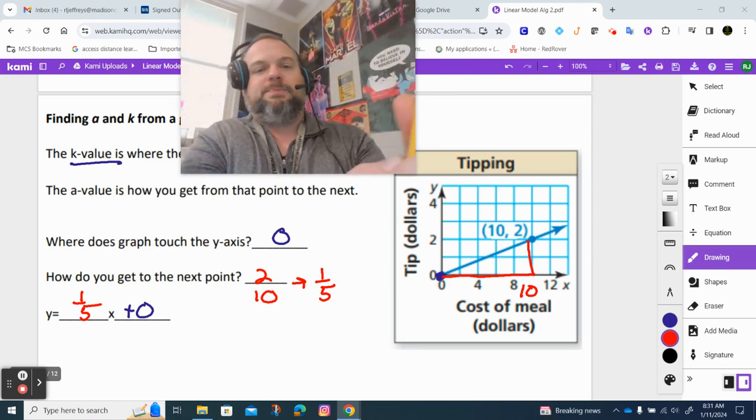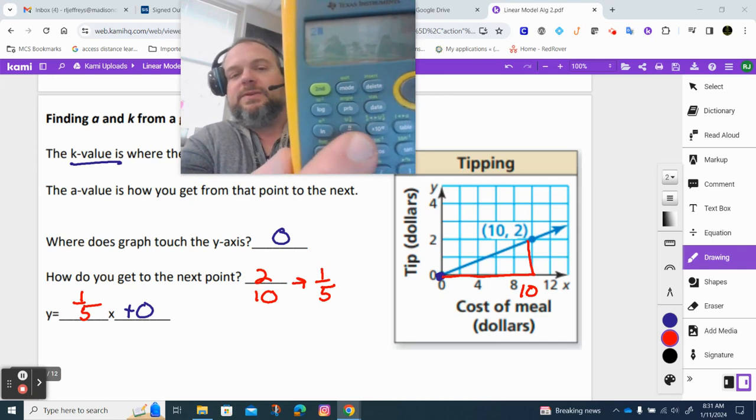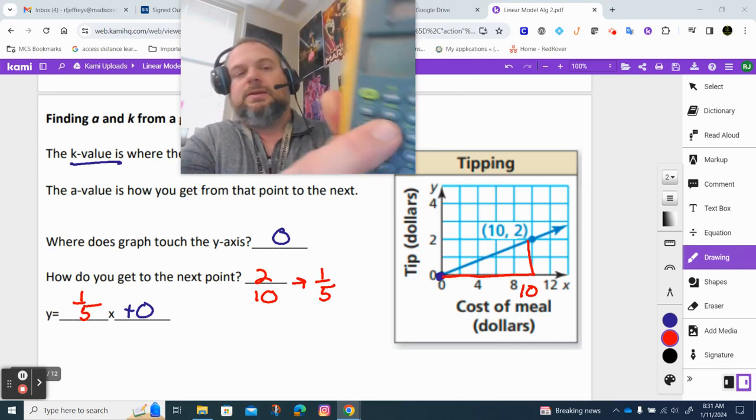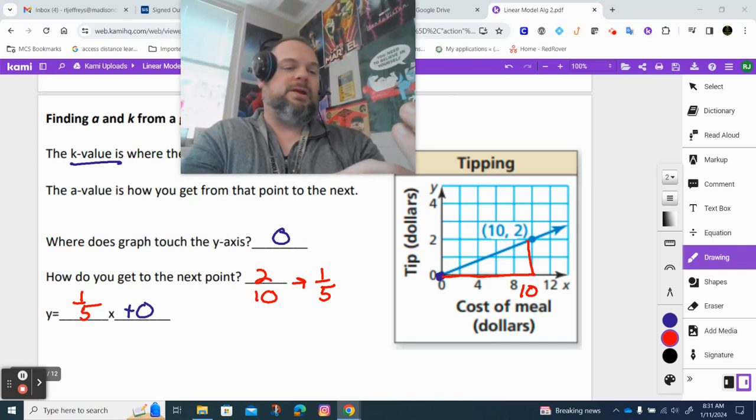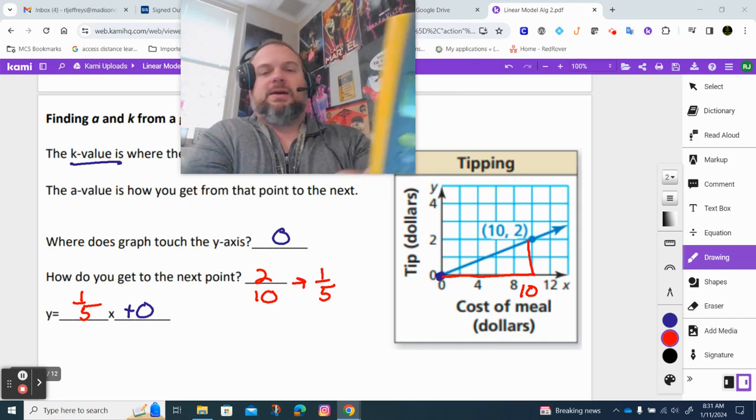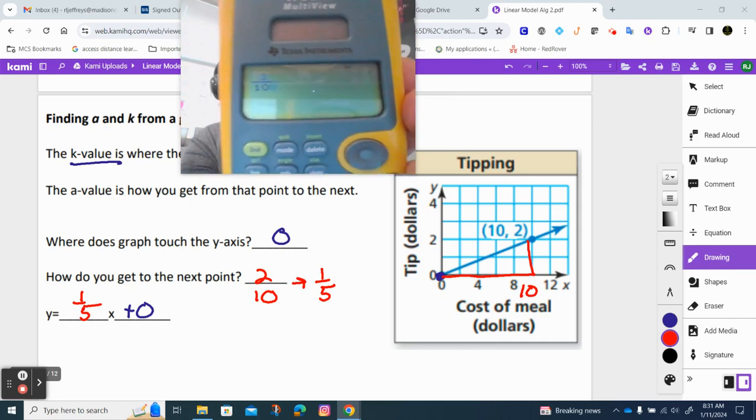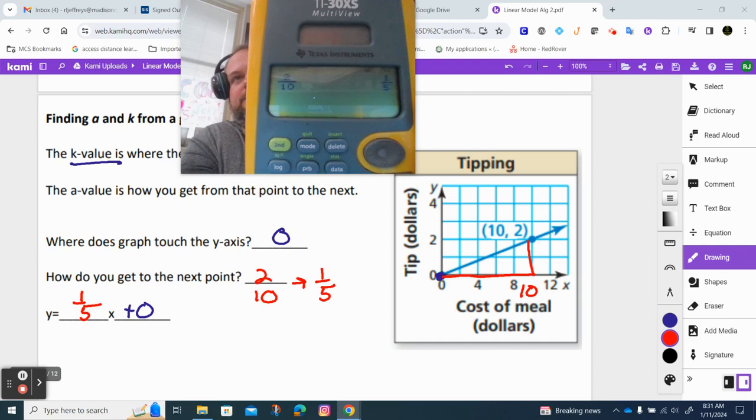Type 2 and this button right here, this N over D, that means numerator over denominator. You do that, 2 over 10, hit enter, and it will reduce it for you.